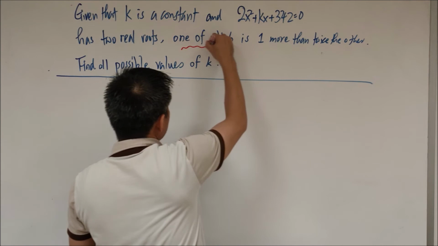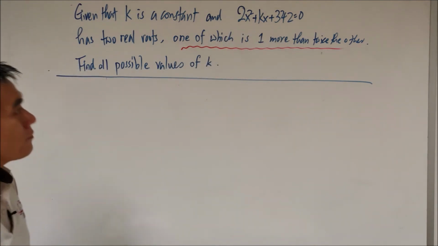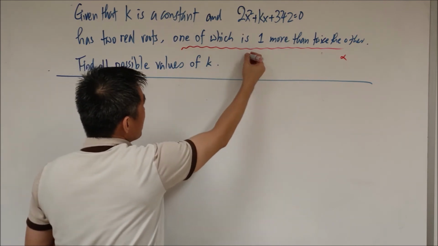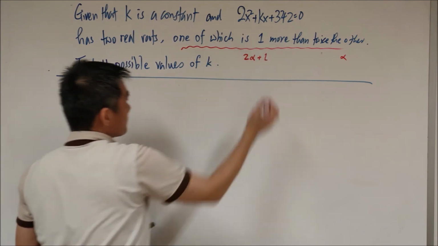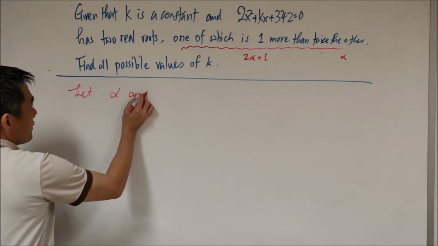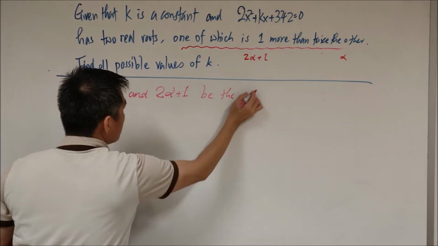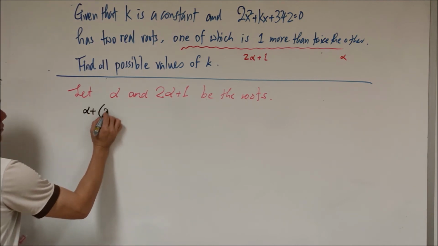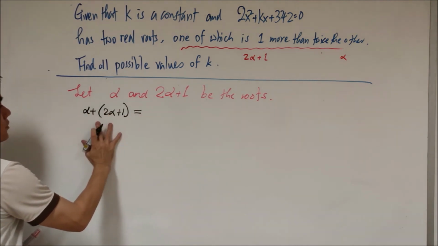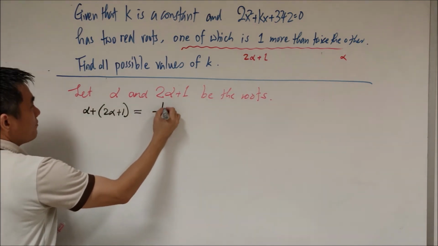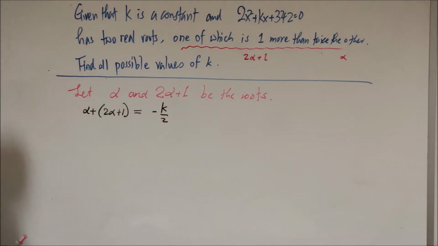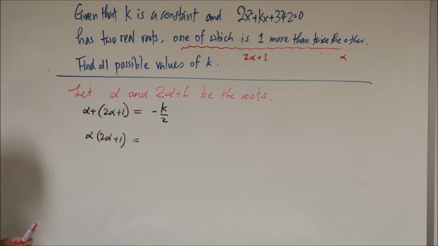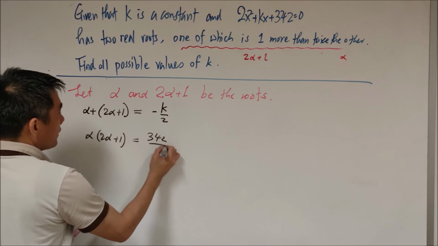Now that is important here. One of which is one more than twice the other. Let's say one is alpha, the other one will be 2 alpha plus 1. So let alpha and 2 alpha plus 1 be the roots. So the sum of roots will be equal to negative b over a, and the product of roots will be equal to c over a.